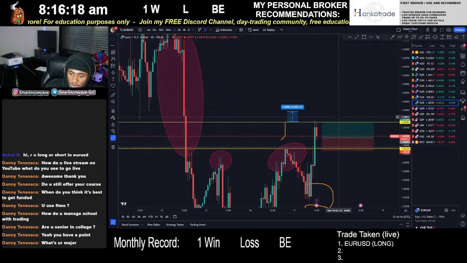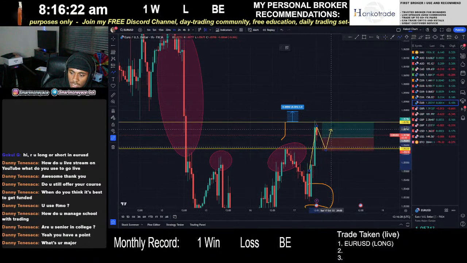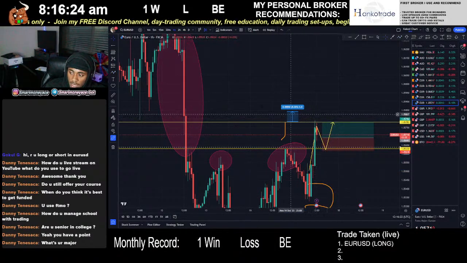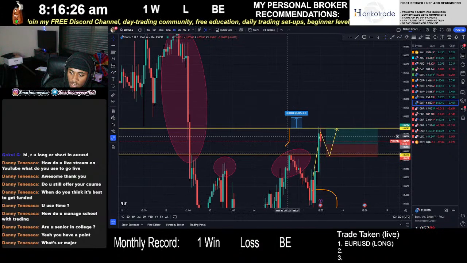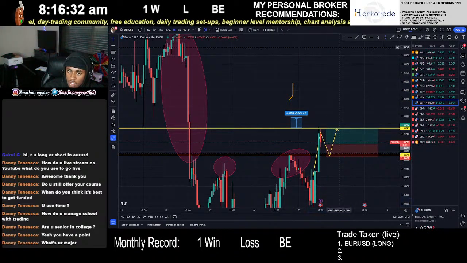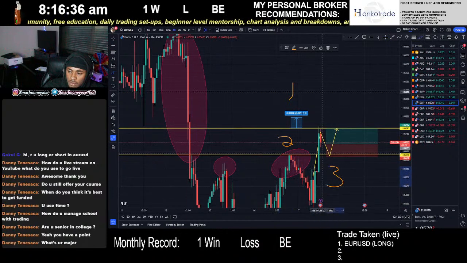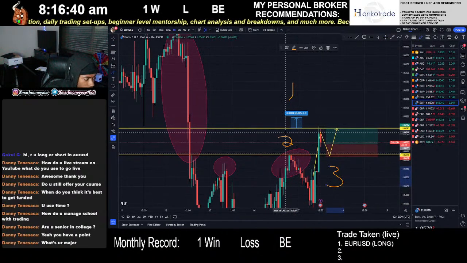But ideally, we want price to come back down here to that newly formed support and then continue pushing up. And then throughout the week, we're going to look to see if price hits this new range, right? We can say 1, and then we can say 2, and then we can say 3. Just like that. Doesn't get any simpler.